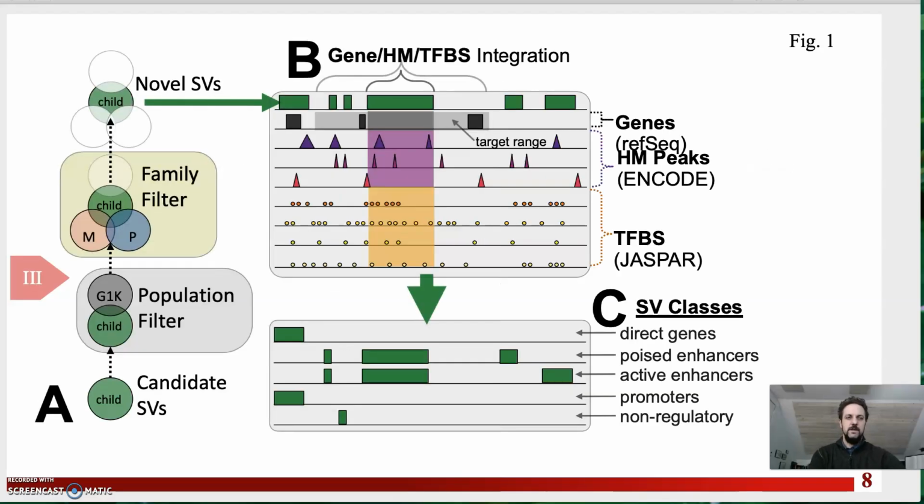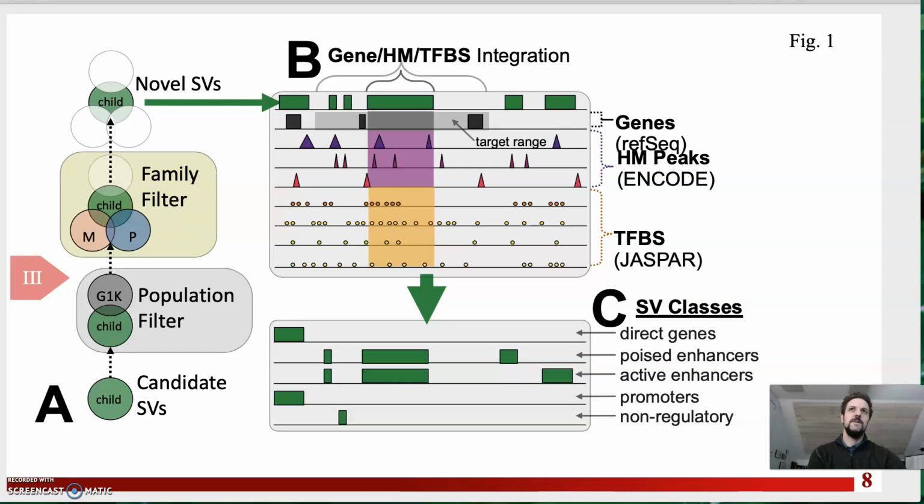Figure 1 shows the overall framework. We do our best to call and genotype the SVs, and these come in at the very left-hand bottom in panel A. We then filter out the healthy population. If we have parents that don't have the phenotype, we filter that further, and this gives us a set of novel SVs. We then pass those SVs over to panel B, which is the integration, and from that part we look at the gene landscape.